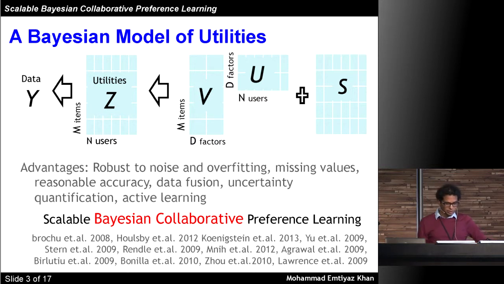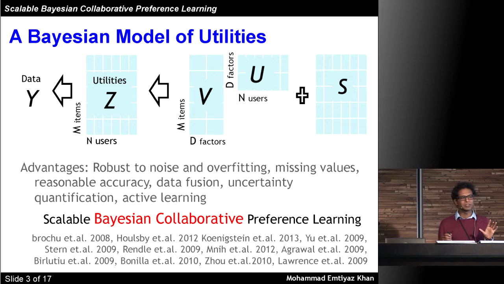The advantage of these models is that they're robust to noise and overfitting, they can handle missing values, and they work reasonably well in practice. But not only this, they're also useful in combining multiple sources of information. You can also quantify uncertainty with them, which is useful if your data is sparse. And then you can use this uncertainty to do something like active learning, where you present the user data sequentially to learn about her utility. So this is all good. This is the Bayesian collaborative part of the title, and the collaboration comes from this low-rank term.